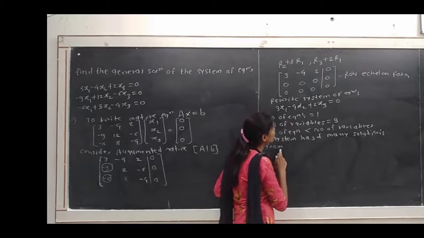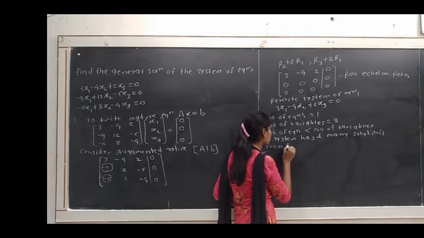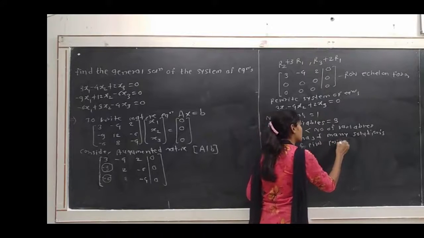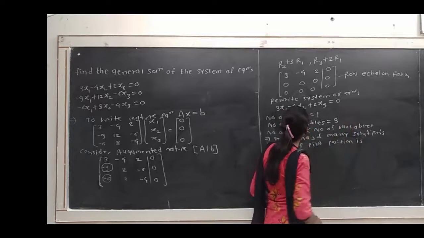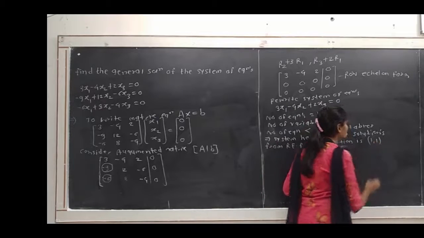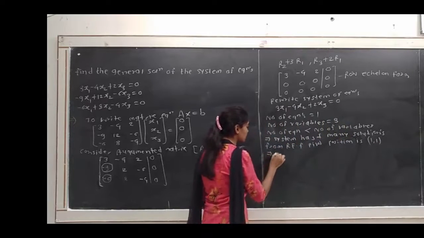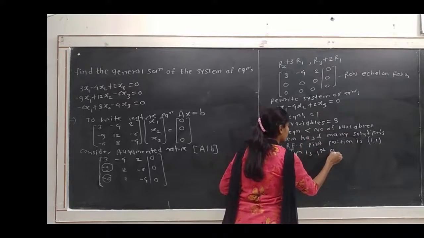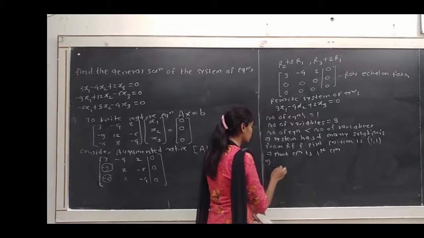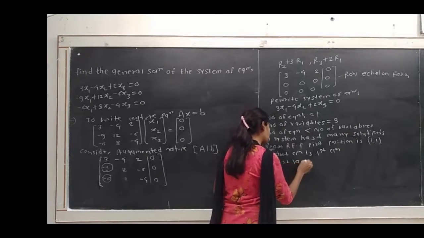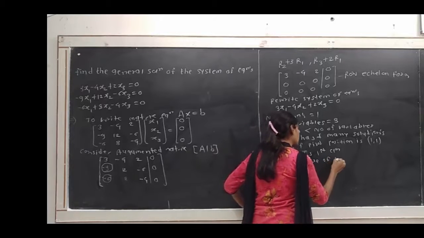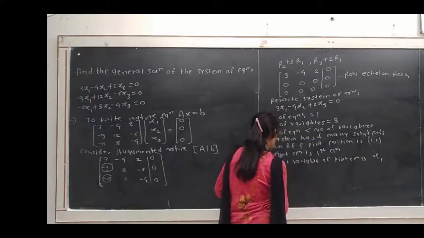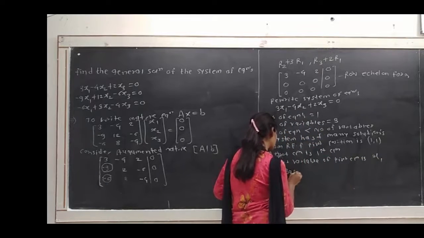For that, first we find the pivot position. From the row echelon form, we get only one pivot position, that is (1,1). So the pivot position is 1, and the pivot column is the first column. With respect to the variable of the pivot column, that is x1, x1 is called the basic variable.